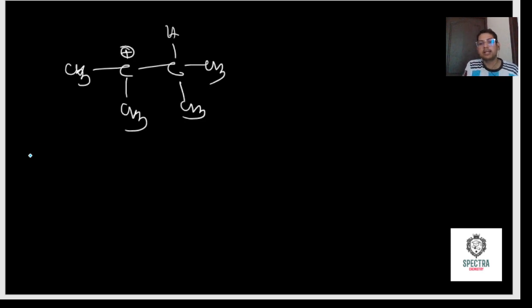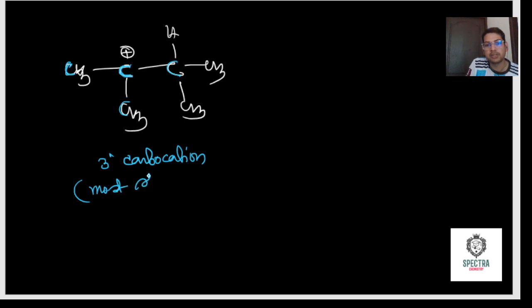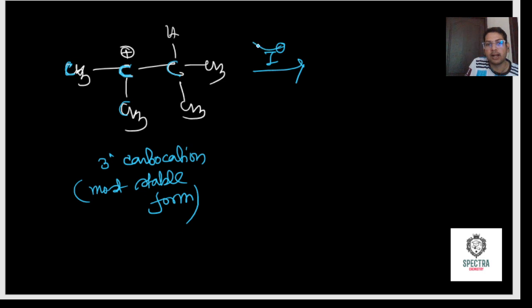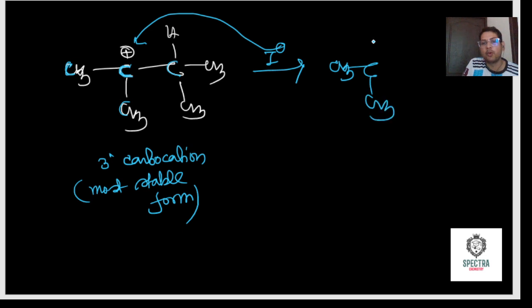Now the thing is, sir, what is the benefit of doing this step? The benefit is the carbon having positive charge is now directly bonded to this carbon and this carbon. So this is a 3 degree carbocation, and 3 degree carbocation is the most stable form. So to gain the stability, you have done this step. Now you know what is given: HI. On reaction, I minus is still there in the reaction medium, so I minus will come and stabilize the carbocation and form a bond. So this is the thing you will get.